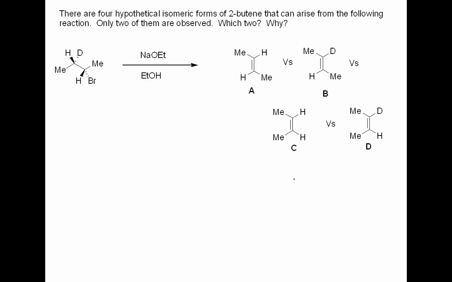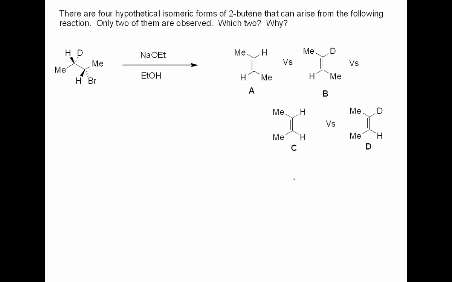All right, let's look at another problem here. There are 4 hypothetical isomeric forms of 2-butene that can arise from the following reaction. Only 2 of them are observed. Which 2 are observed and why? A question like this, of course, most of the credit would come from the why because we have a kind of high probability of knowing nothing and getting one of them correct, right?